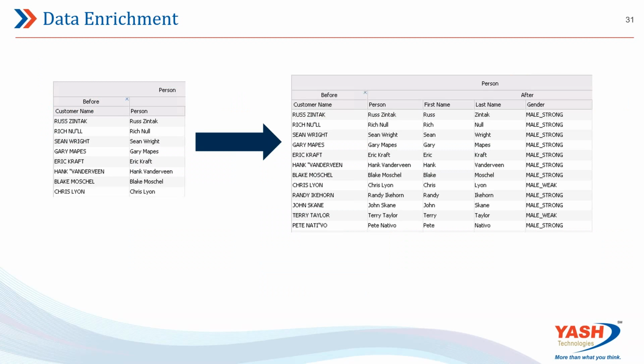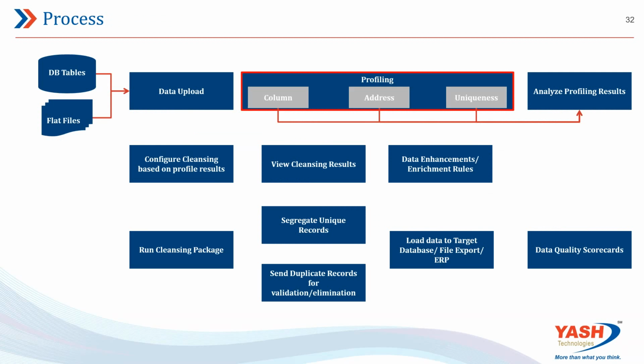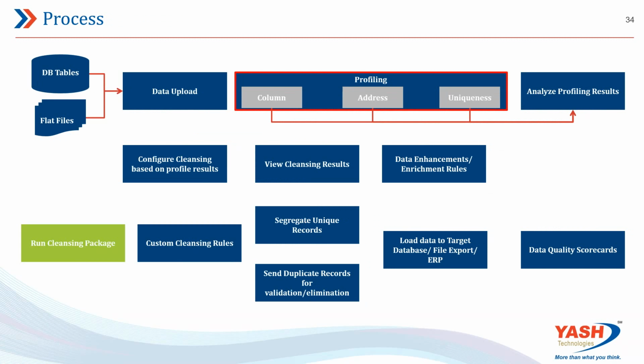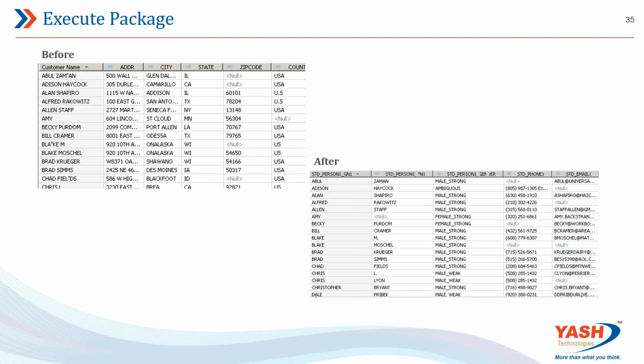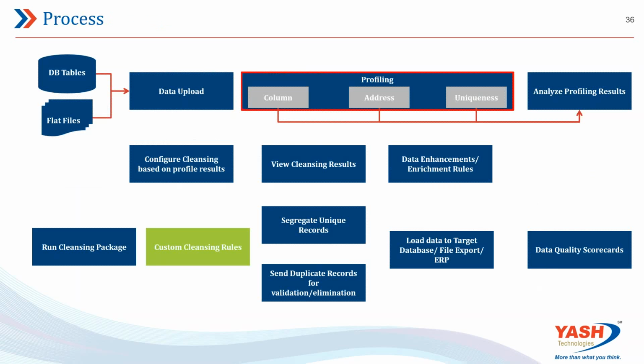For example, here, the system looks at the name and says, okay, it's a male, strong male name, or male weak, and when you want to assign a gender to your records, we can fix that. So there are more data enrichment options like this available, which will be taken care of. Once all these rules are defined according to the database and the records you're looking at, we run the cleansing package. The cleansing package processes the data, fills it up, and creates a totally new set of records, which is much cleaner than what we had before.